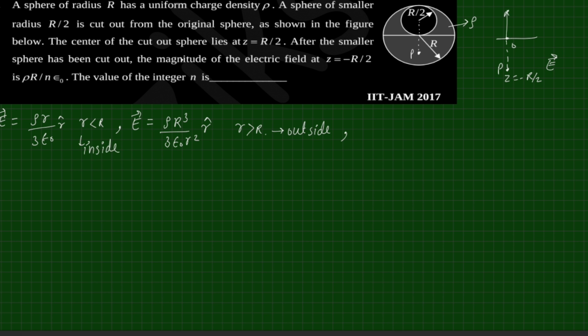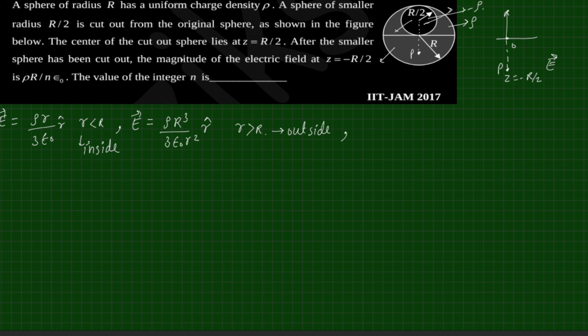And one thing we should also note is that removing a uniformly charged portion, this portion, is equivalent to adding an equal and opposite charge distribution at this location. It means that if we have removed this portion, a negative charge density is created here. So the electric field at this point will be due to the bigger sphere and the smaller sphere.